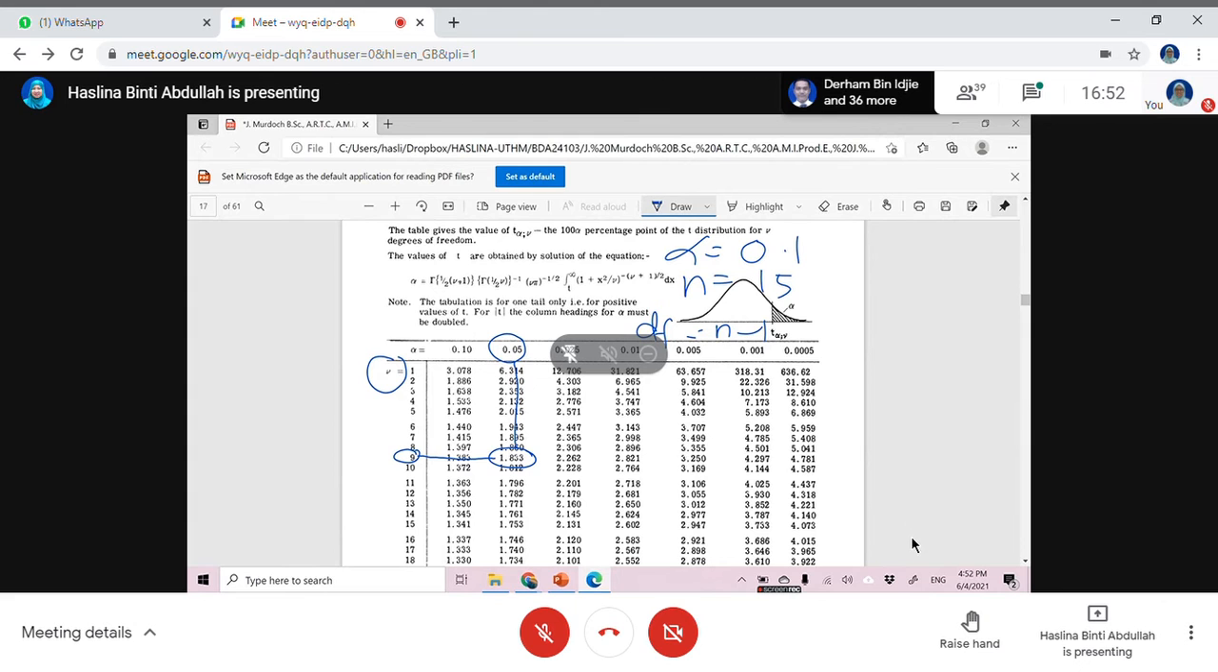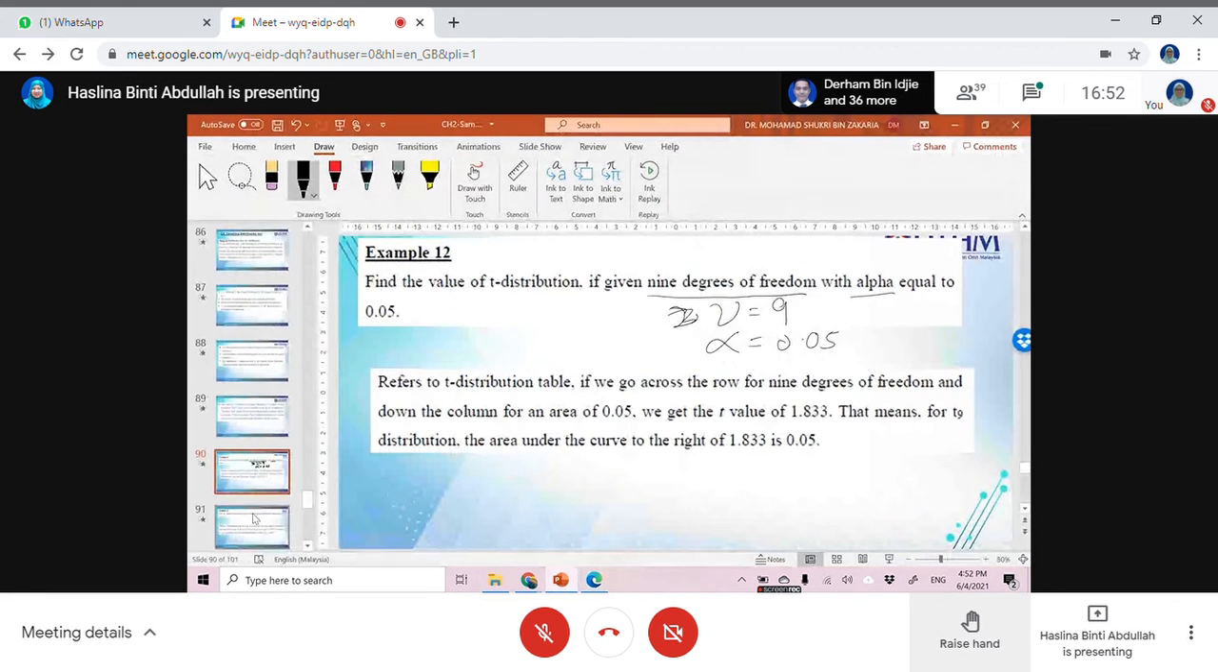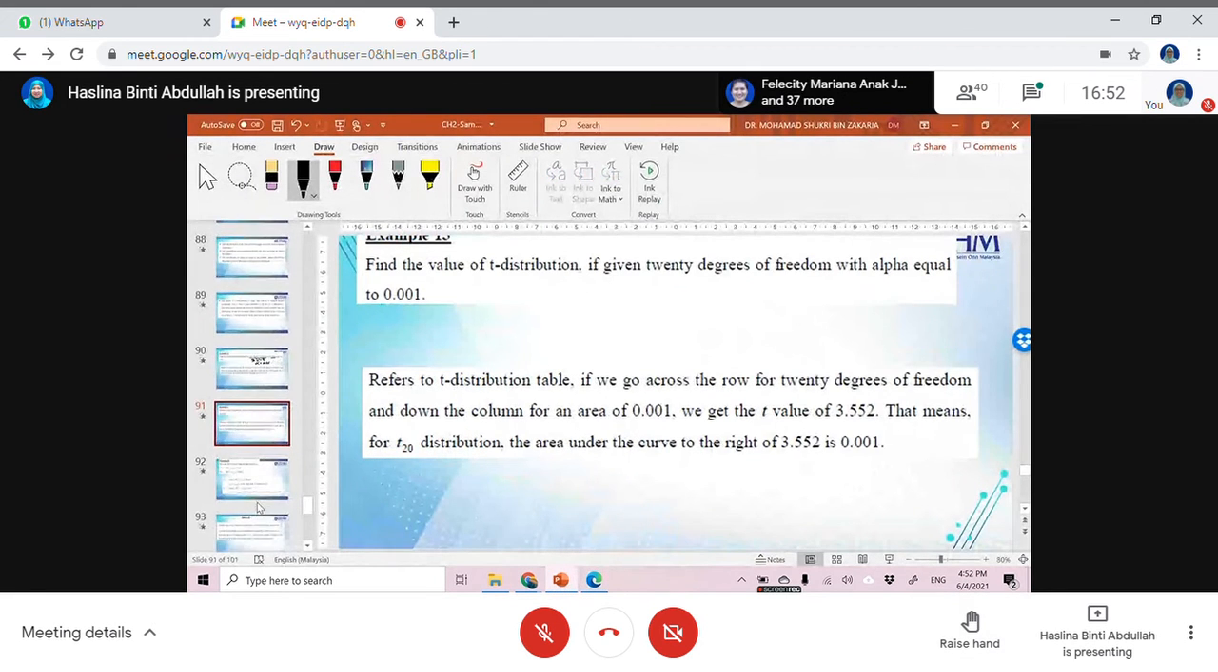So, we test a little. Find the value of T distribution if given 20 degrees of freedom with alpha equal to 0.001.